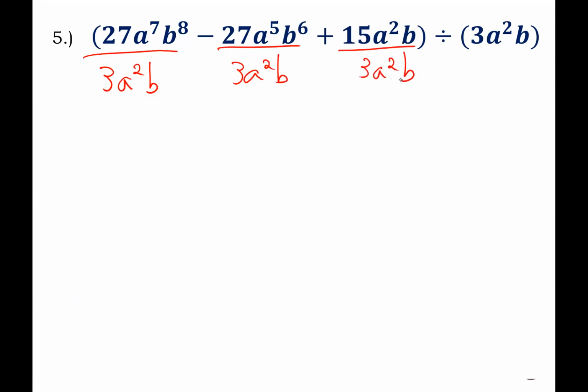Once again, it's just now there's 2 variables instead of 1, but it's really the same idea. So each of these coefficients gets divided by 3. 27 divided by 3 is 9.